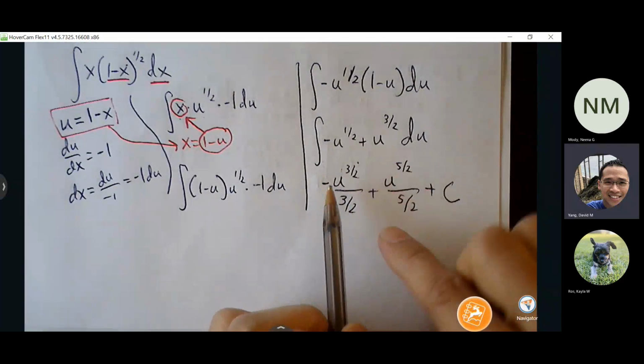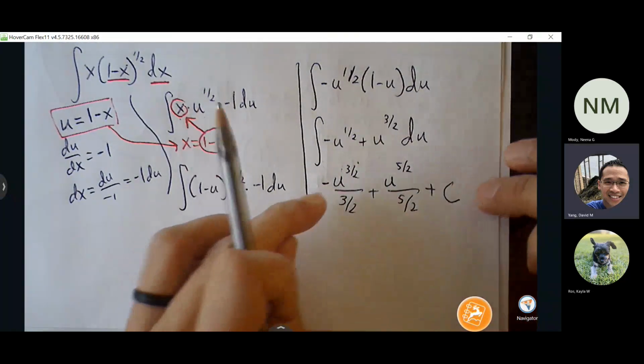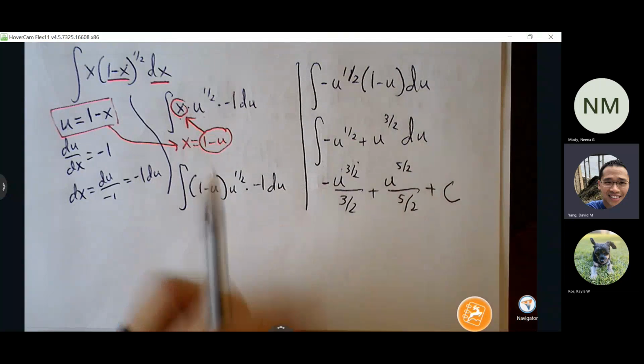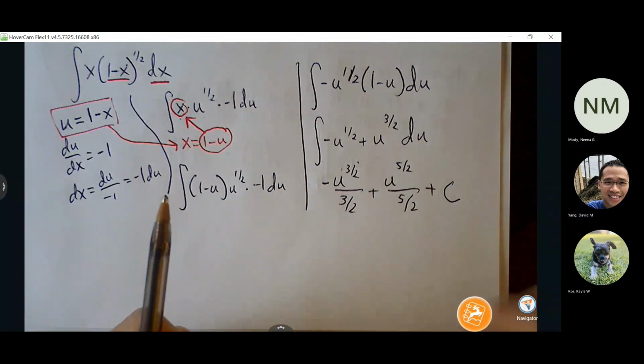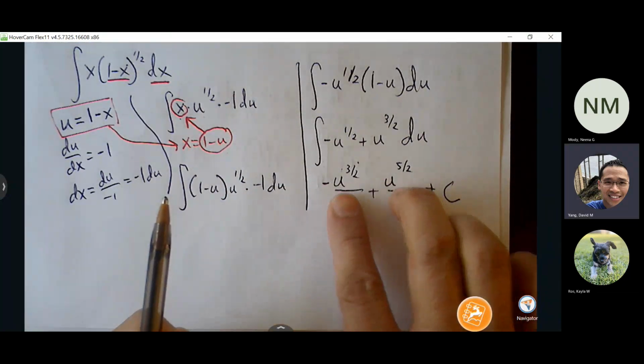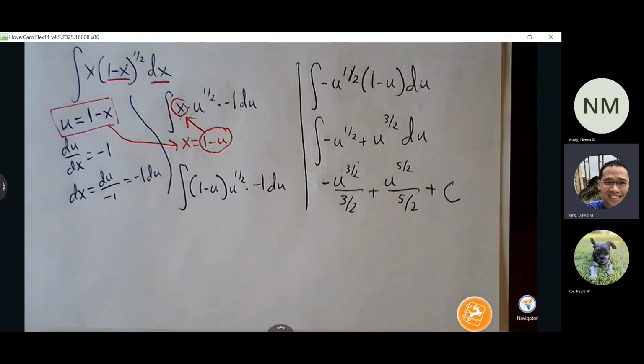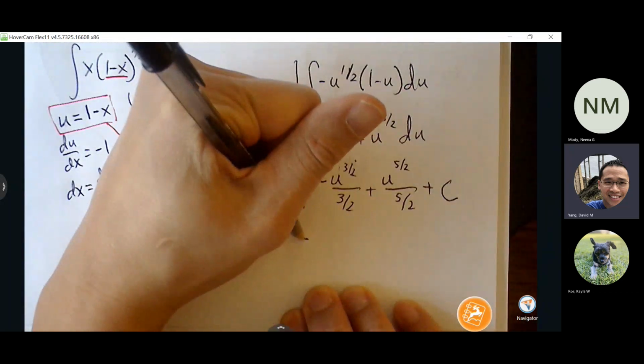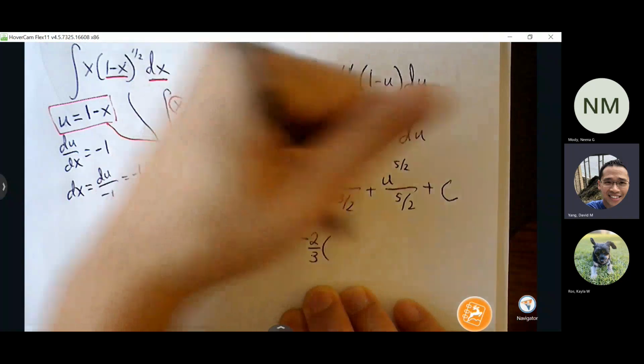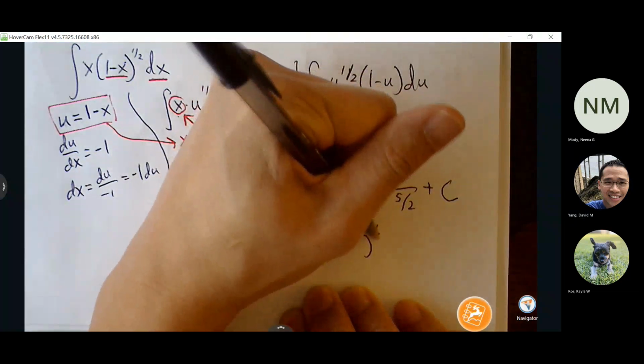Flip those fractions up to the top, but what's the final step I need to make? Bring back in terms of x, right? So use substitution. Keep reminding yourself it's only a temporary variable. It's not going to be in my final answer.